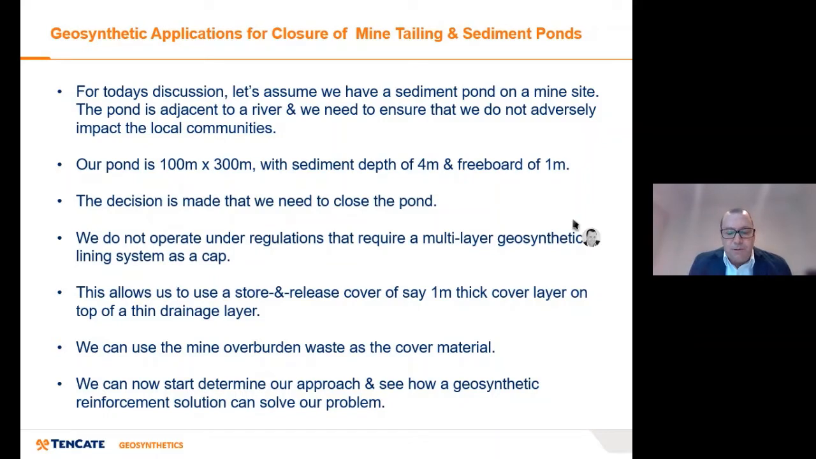The best way to step through is maybe to take quite a simple example, and then we can move through the 6 steps. So for today, let's just assume that we've got a sediment pond on a mine. It's next to a river. We don't want it to overtop or fail and go into the river and impact the downstream communities. It's a relatively small pond, so 30,000 square metres.